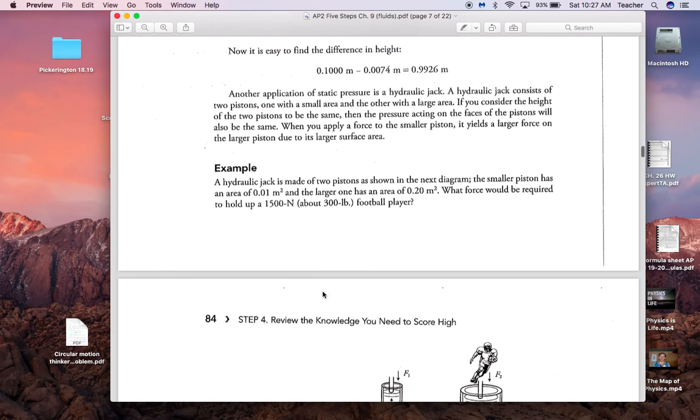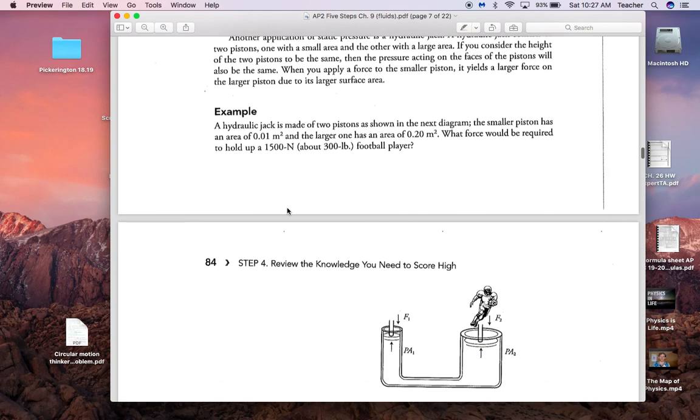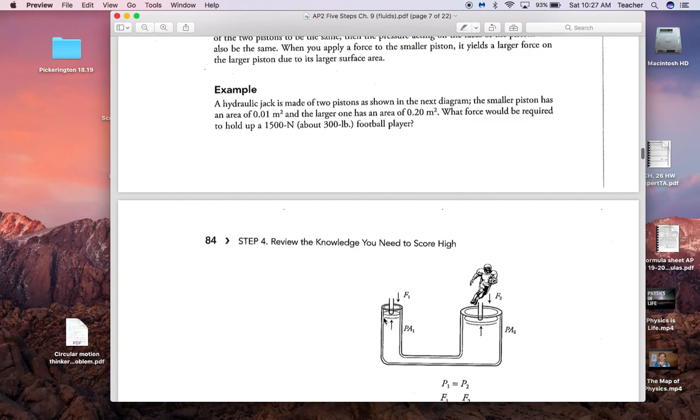Here's a pretty cool example. It's about a hydraulic jack, and it's saying that on this side here, you've got only 1/100th of a square meter. On this side here, you've got 0.2 square meters. It's asking you if the player has a weight of 1,500 newtons, which is about 300 pounds, a lineman. 300 kilograms would be ridiculous. At any rate, what force would you need to apply over here to keep this piston at the same height?